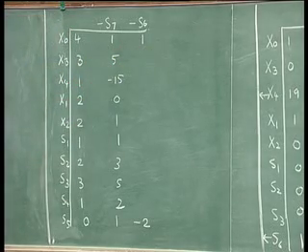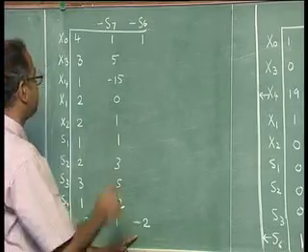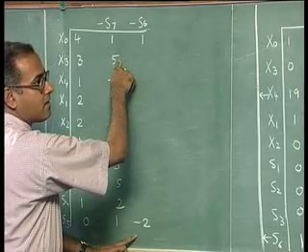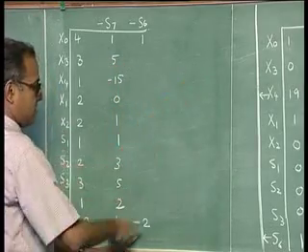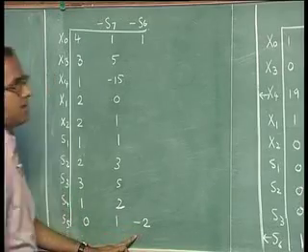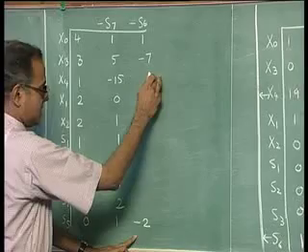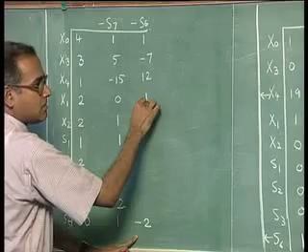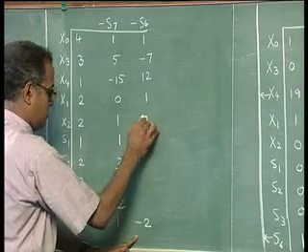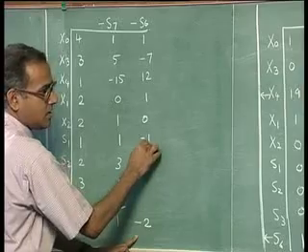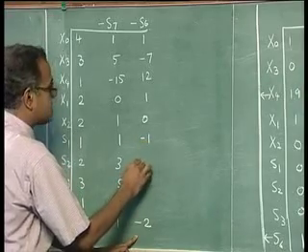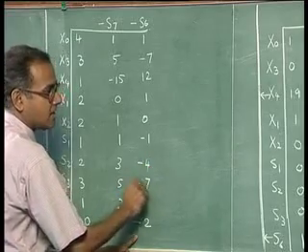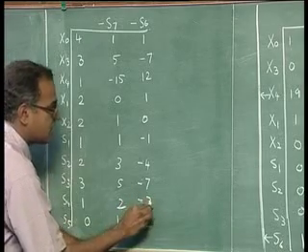For the sake of completion, we would do 3 minus 3 minus 10 is minus 7, minus 18 plus 30 is 12, 1 2 minus 2 is 0, 1 minus 2 is minus 1, 2 minus 6 is minus 4, 3 minus 10 is minus 7, and 1 minus 4 is minus 3.